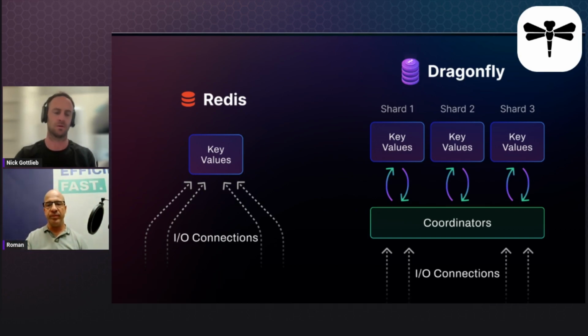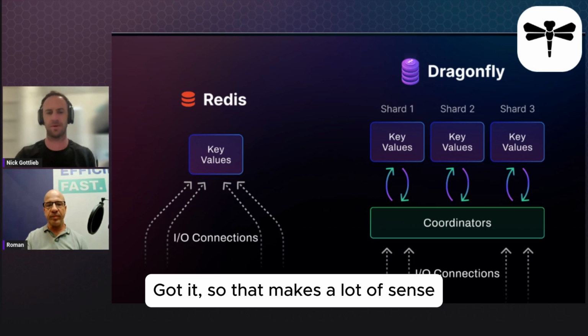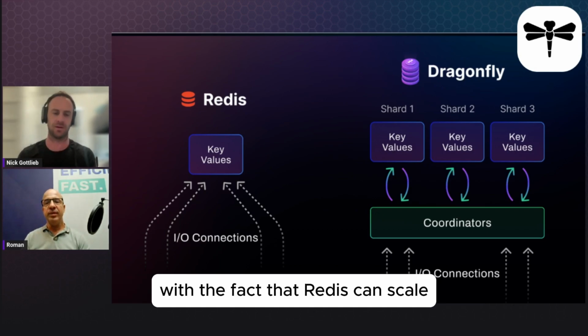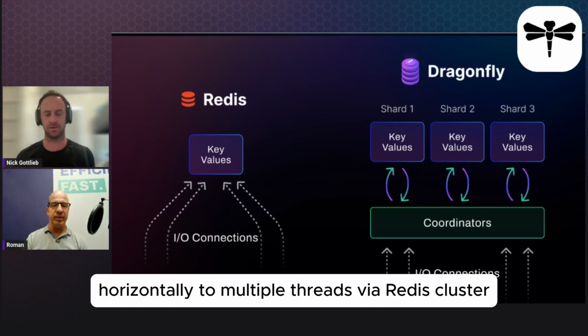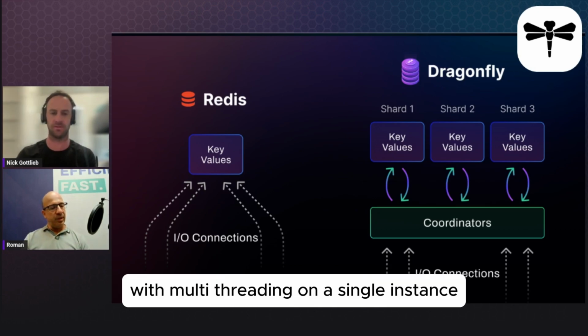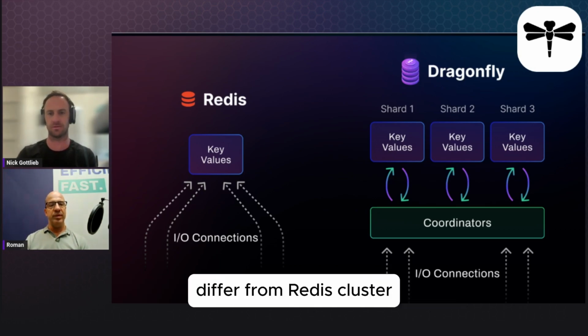Got it. So that makes a lot of sense, and I think most Redis users are familiar with the fact that Redis can scale horizontally to multiple threads via Redis Cluster. How does Dragonfly's model that you just described, with multi-threading on a single instance, differ from Redis Cluster? Yeah, great question.